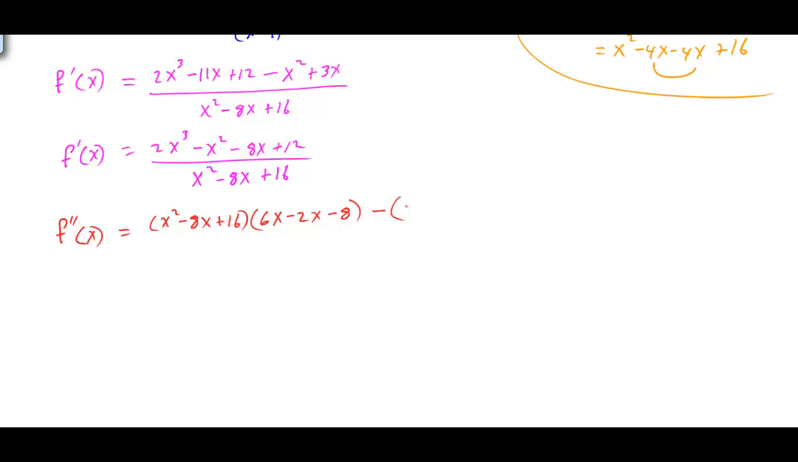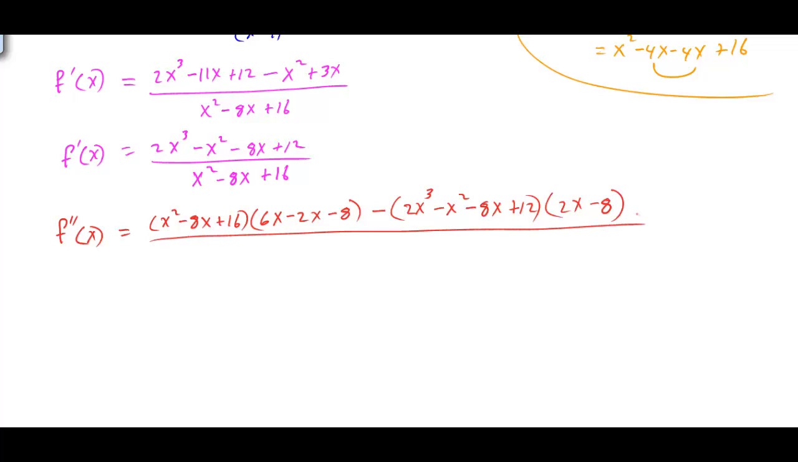minus the top function multiplied by the derivative of the bottom, which is 2x minus 8. And this is all divided by the denominator x squared minus 8x plus 16 squared. And there's the second derivative.